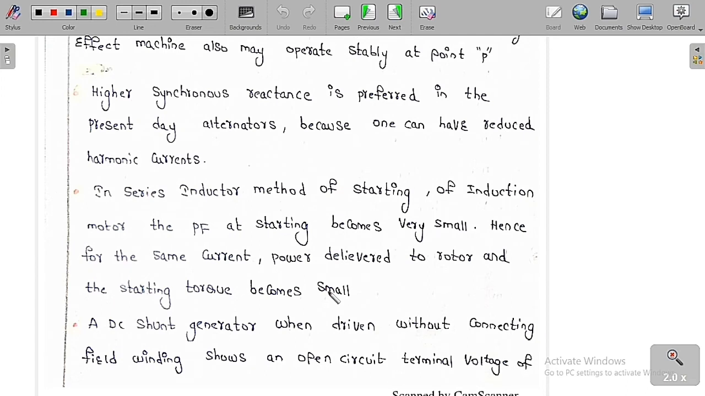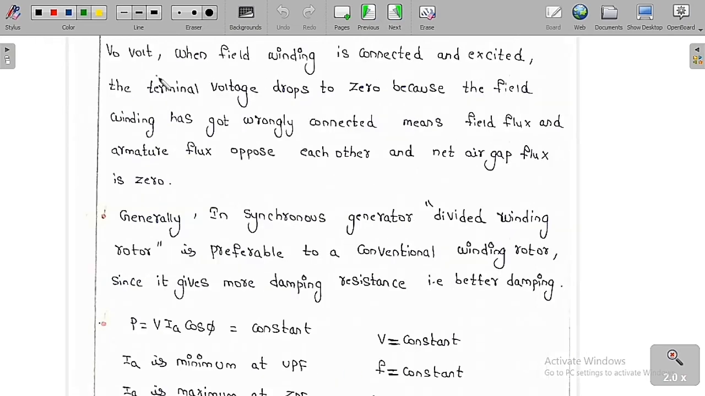A DC shunt generator when driven without connecting field winding shows an open circuit terminal voltage of V0 volts. When the field winding is connected and excited, the terminal voltage drops to zero because the field winding has been wrongly connected, meaning field flux and the residual flux oppose each other and net air gap flux is zero. So listen carefully. A DC shunt generator when driven without connecting field winding shows an open circuit terminal voltage of V0 volts. It is called as the residual voltage.